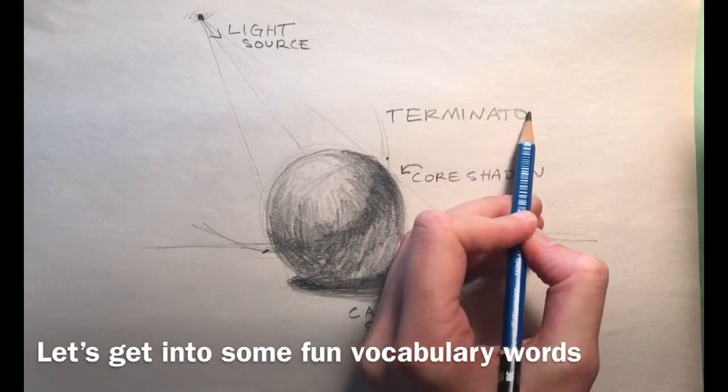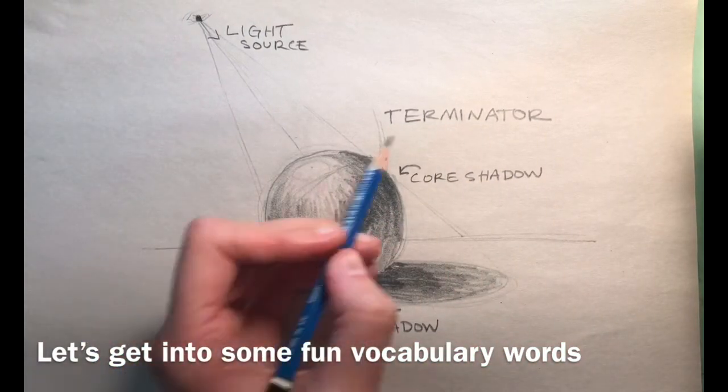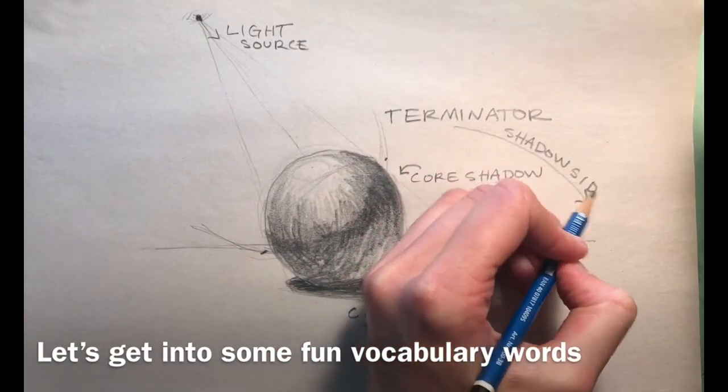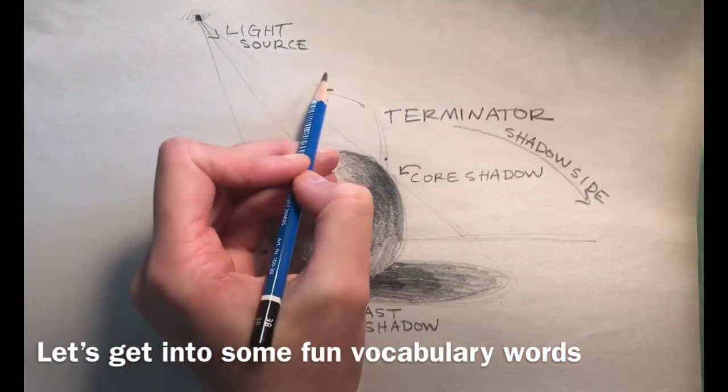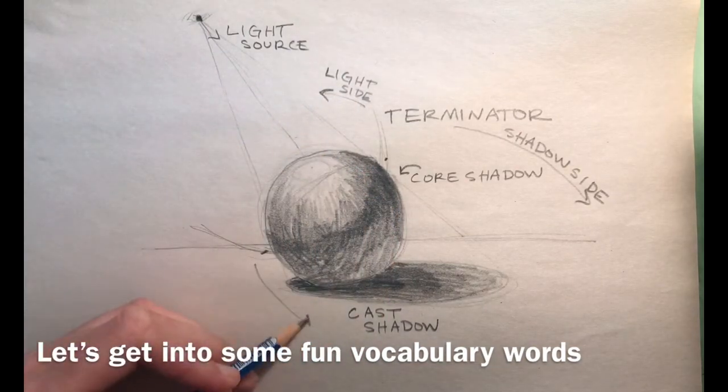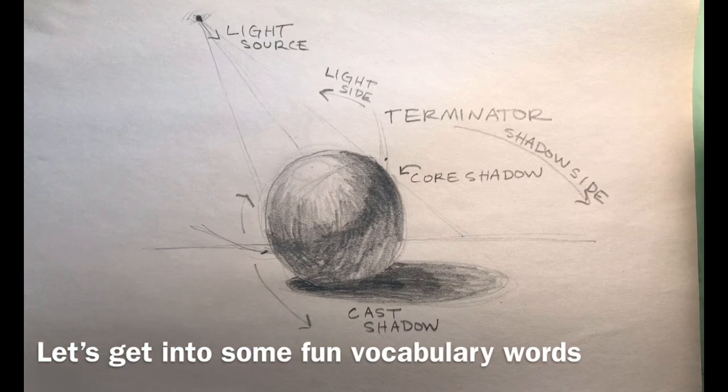The core shadow appears at a line that we call the terminator, which was between those 2 points where the light source intersected the edge of the sphere. So we have a shadow side and a light side on either side of the terminator.